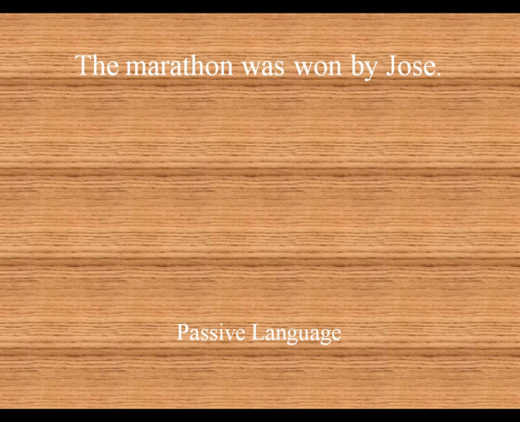This is an example of passive language up here at the top. The marathon was won by Jose. Why is it passive? Because it means that something has happened to Jose. That means that Jose is like a passive recipient of the action. And that's why we call it passive language. Passive language is when someone like Jose, the actor in blue, is at the end of the sentence. That means that something happened to them or something was done by them.